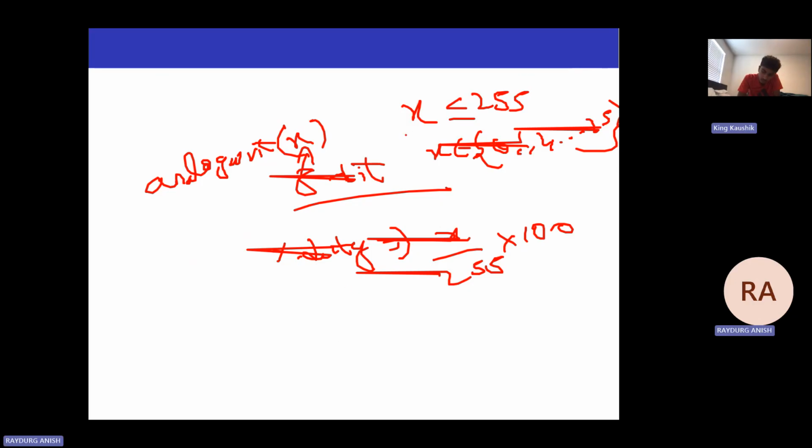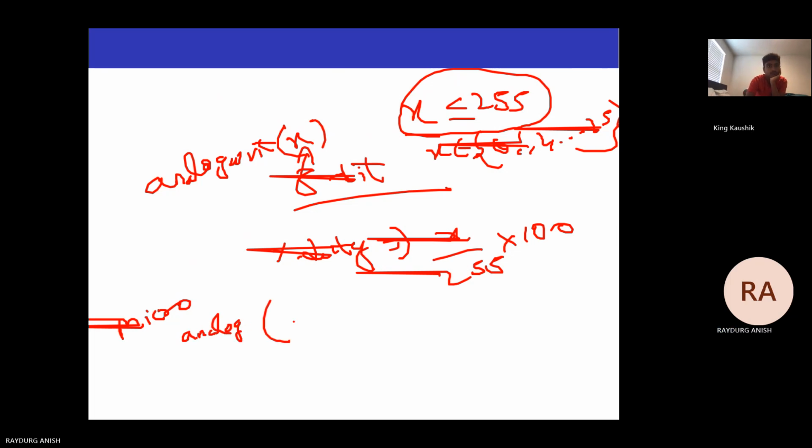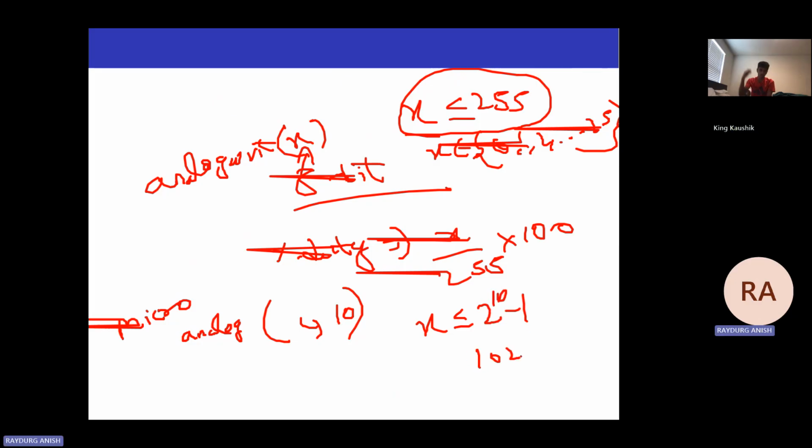And it depends. Let us say I have another microprocessor in which there is this analog write command as well. If it is 10 bits, can you tell me what's the highest value x can take? That would be 2 to the power 10 minus 1, which is nothing but 1023.